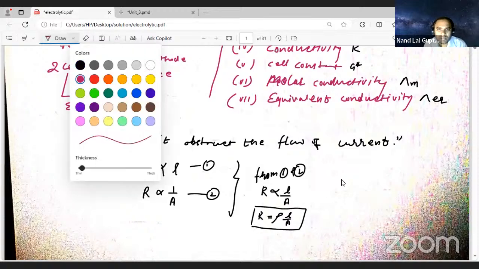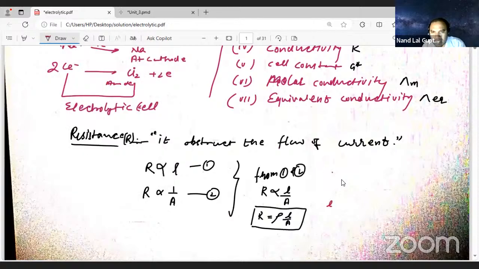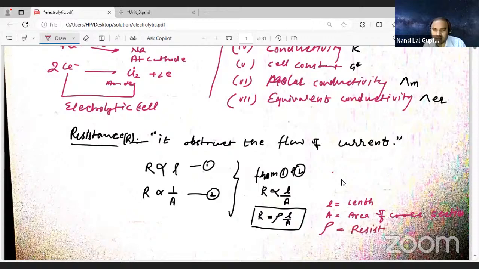Now, Sanoji, what do you find? L is the length of the wire or anything else. A is the area of cross section. Rho is resistivity, also called specific resistance. Resistivity is fixed for a particular material. R is resistance.